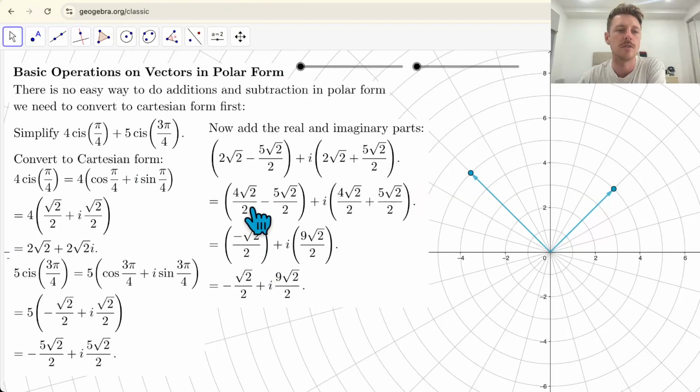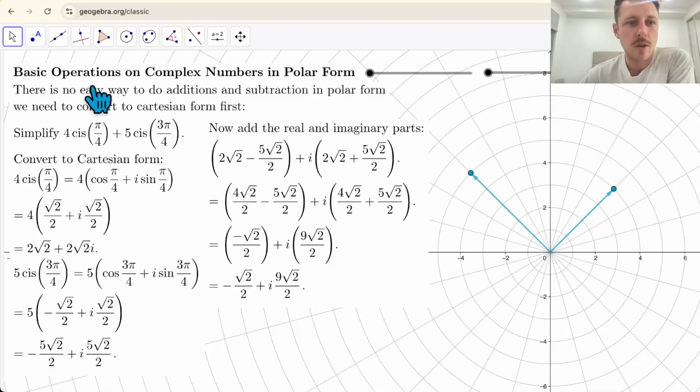So just as we're sort of singing the praises of polar form, if we wanted to add 2 complex numbers in polar form, we actually can't do that very easily, and we need to convert back to Cartesian form. So here's an example. I just noticed an error. I'm just going to fix that.